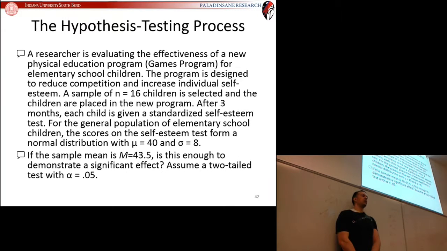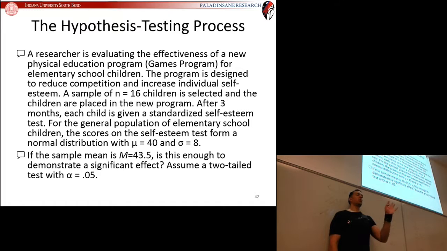So if our sample mean is 43.5, so those 16 students, we gave them the standardized self-esteem test and they scored 43.5. That's your score on this standardized test. If the only thing we were interested in is whether or not our treatment program worked for those 16 students, we could just stop right there. And we could say, you know what? Those 16 students, 43.5, that's their average score. That's higher than 40. So our games program worked for those 16 students.